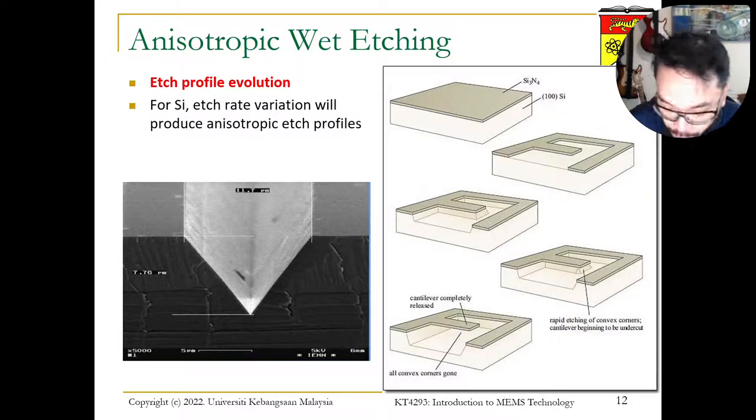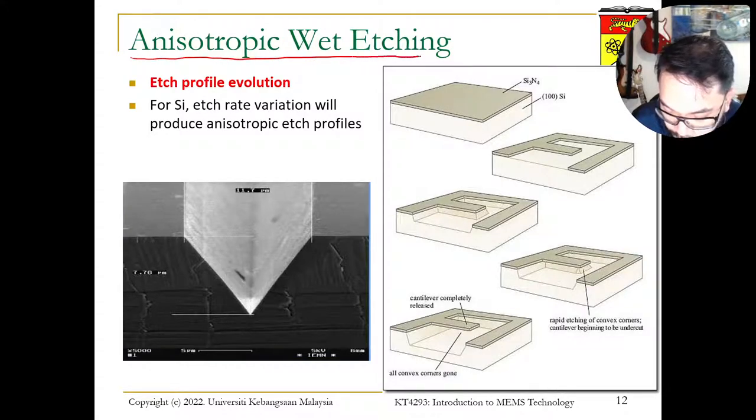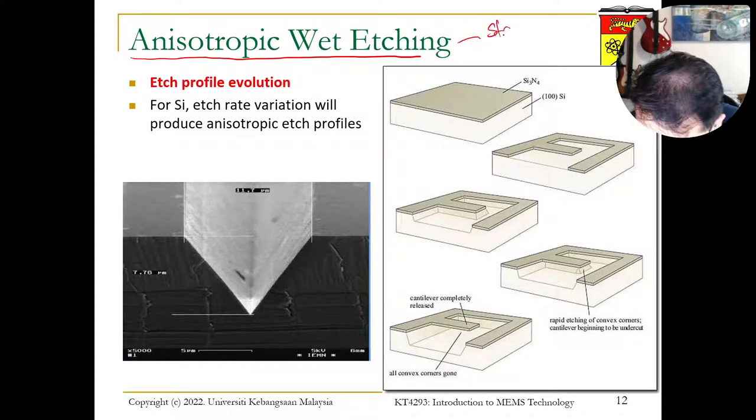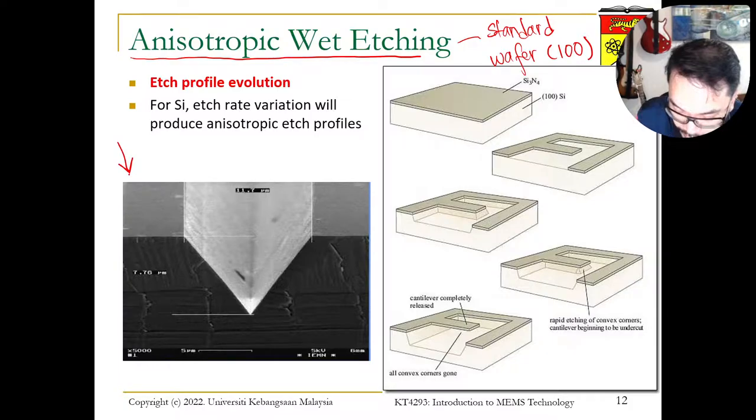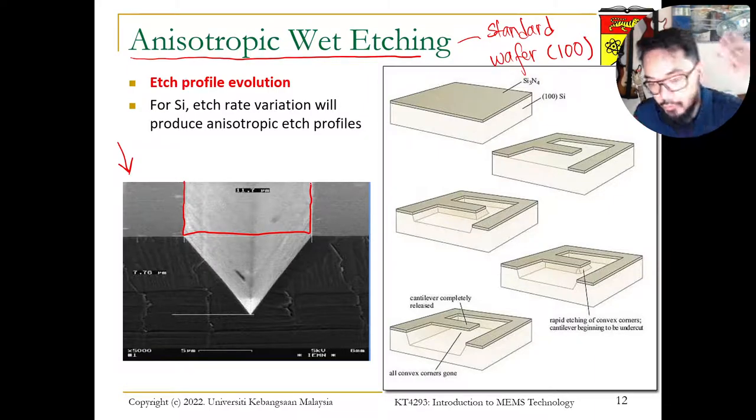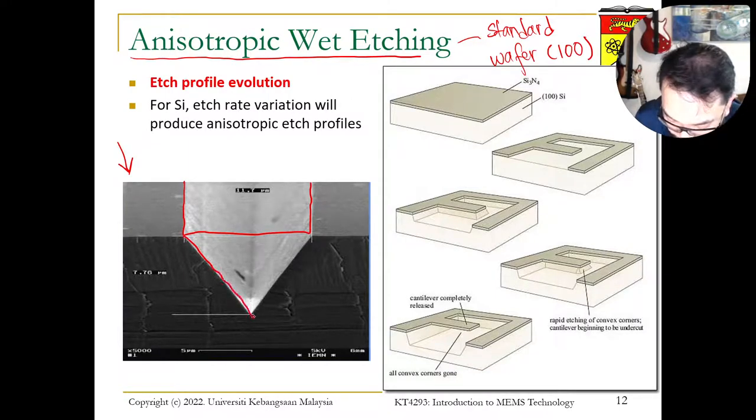Now let's look at anisotropic wet etching closely. We are focusing on wet etching, particularly anisotropic etching by etching a standard wafer. Normally our standard is a 100 wafer. Let's look at this picture here. When you open up a window like this on top of your wafer and etch away, once you finish etching, you can look at the etch profile. This is the side view. If you cut it in half, the cross-sectional view, you can see a V.